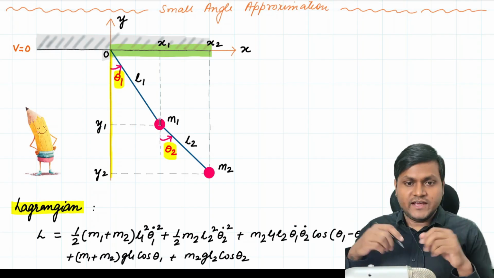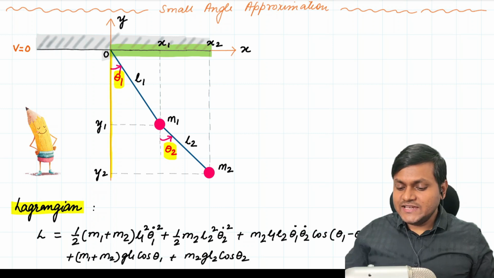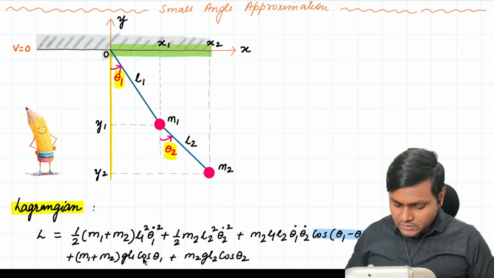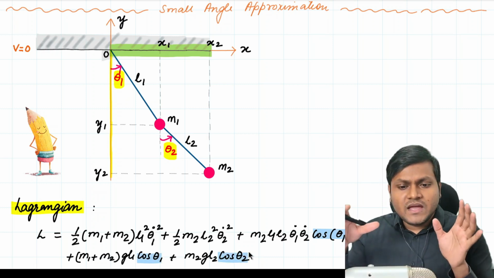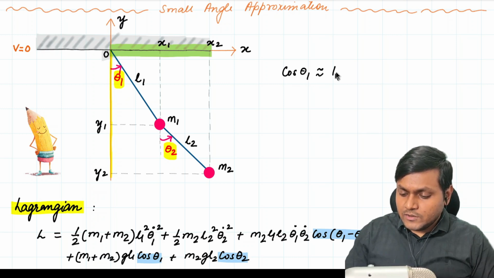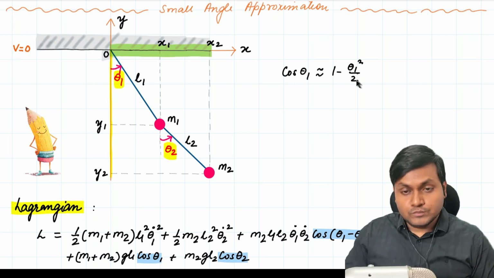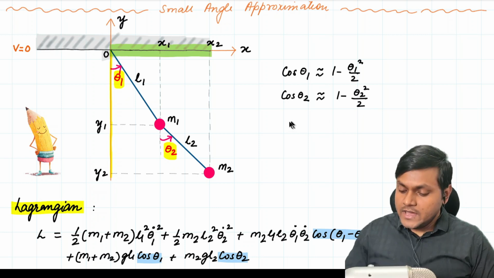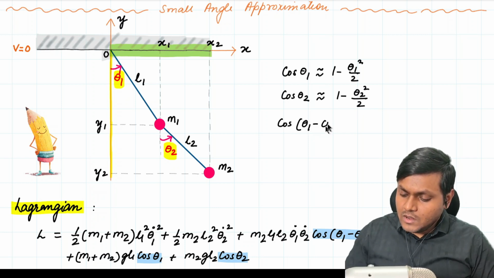So now that we have the Lagrangian, if I apply the small angular approximations, I need to consider situations where these particular quantities, cos θ1 minus θ2, cos θ1 and cos θ2, will approximate to certain quantities. So for example, for small angles, I can say that cos θ1 is approximately equal to 1 minus θ1 square upon 2, and cos θ2 is approximately equal to 1 minus θ2 square upon 2, and cos (θ1 minus θ2) is approximately equal to 1 minus (θ1 minus θ2) whole square upon 2.